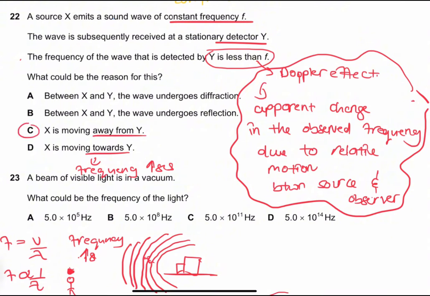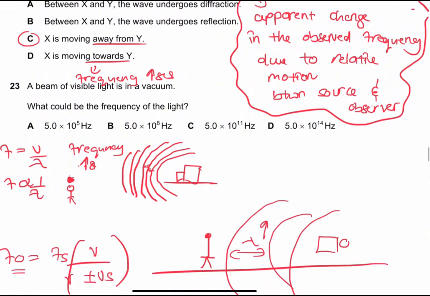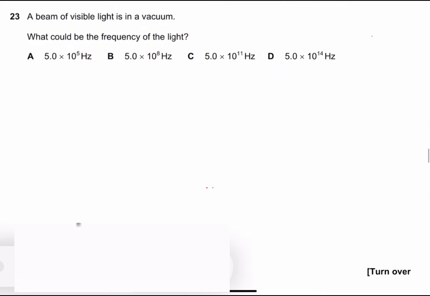It's moving away from the observer. That is why the frequency Y is less than F. Very important. Moving to question number 23, we've been given a beam of visible light.